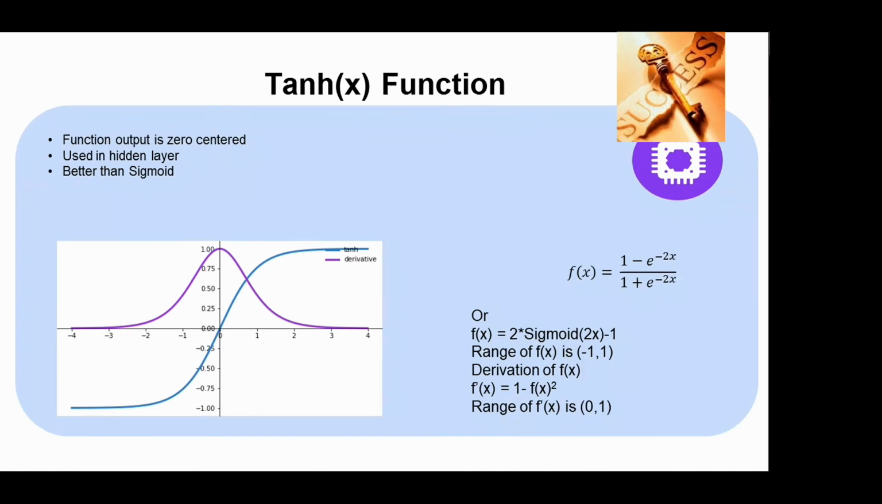So you have to do hit and trial. You have to increase the number of hidden layers, and if you are getting good or satisfactory accuracy, then stop training your model. So the function output is zero centered, meaning of the range of the derivative. You can see here the blue line is the TANH function, and the violet line is its derivative. The range of the derivative is reaching towards 1, meaning you are getting a maximum value of 1. So you can compare 0.25 and 1.